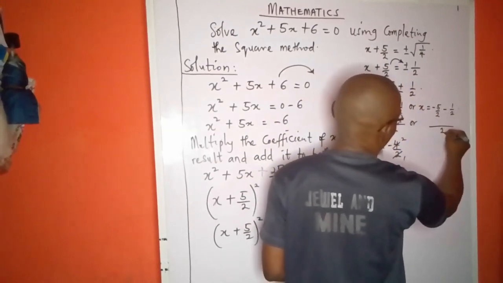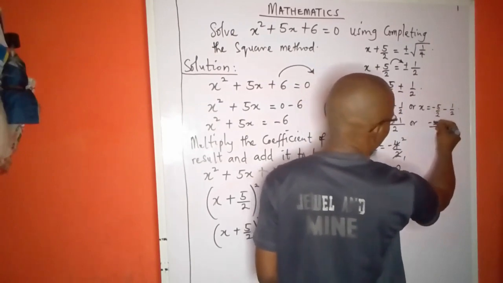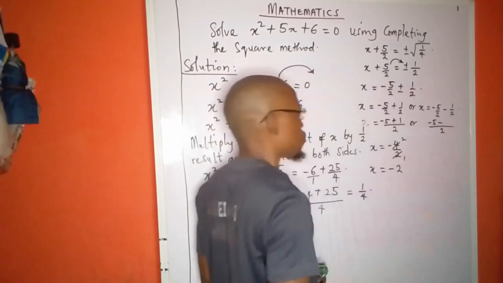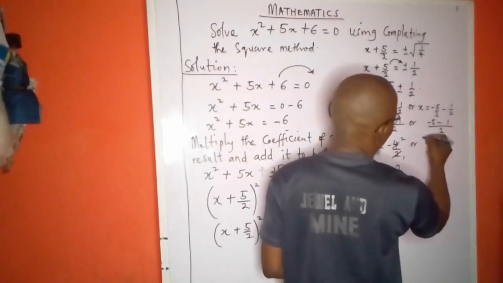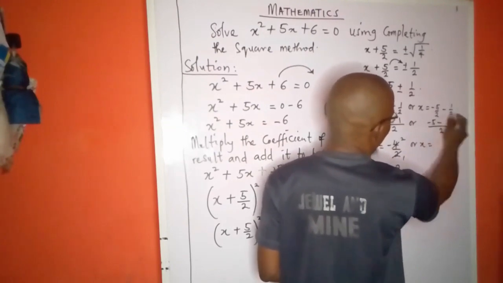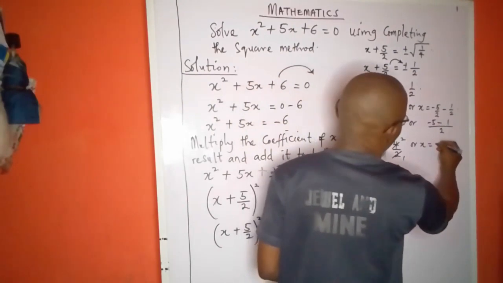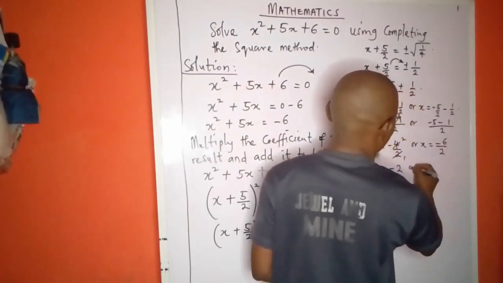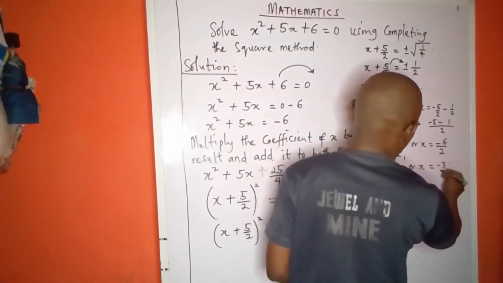Or let's do the LCM here. What's common? 2. 2 into 1 is 1, times minus 5, minus 5, then minus 2 into 1, 1 times 1, 1. So here we are going to have x equals minus 5 minus 1, which gives us minus 6, so minus 6 over 2. So x equals minus 3.